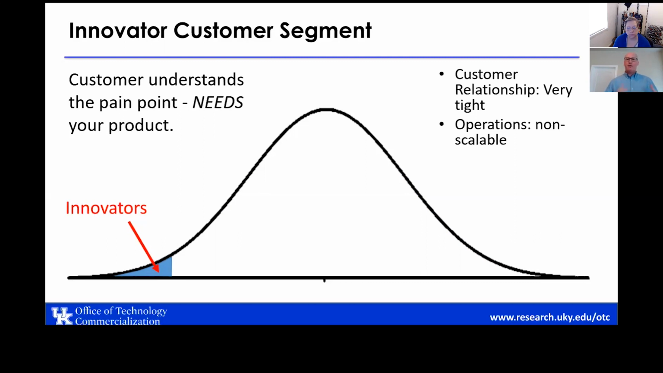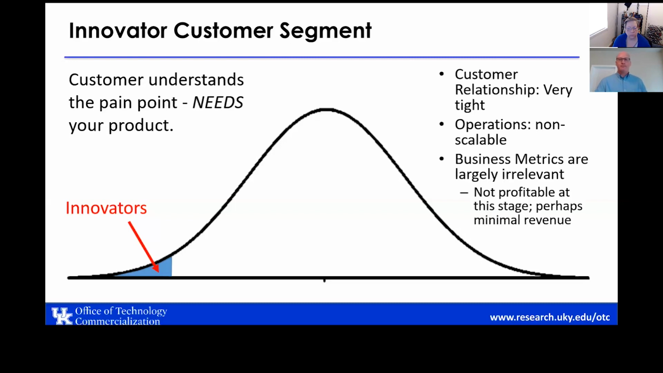The operations that you're using as a business in this stage are not scalable. So you're doing things in this stage on a very small scale. You're only doing a few customers, a few products. You are not intending here that these operations are going to be scalable for the mainstream. We're only doing these operations, we're only doing this product, for this innovator customer segment.